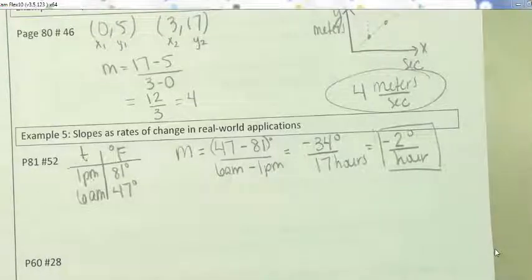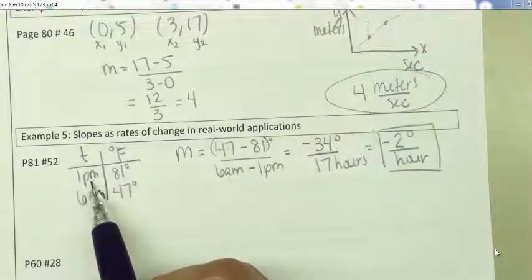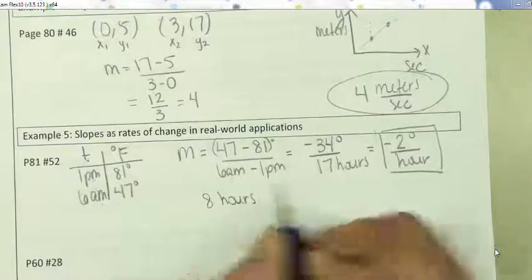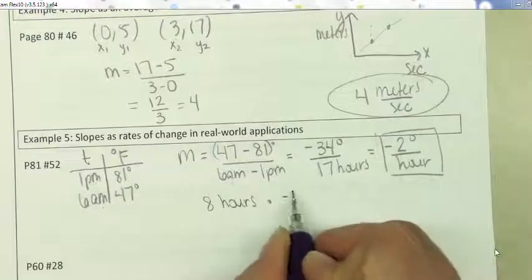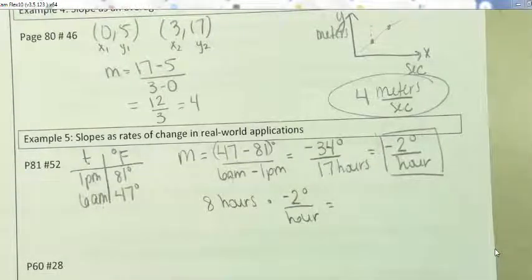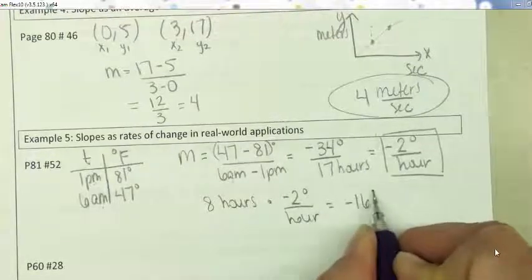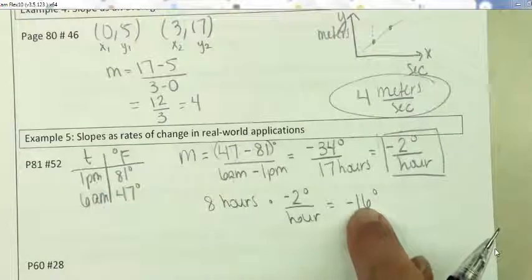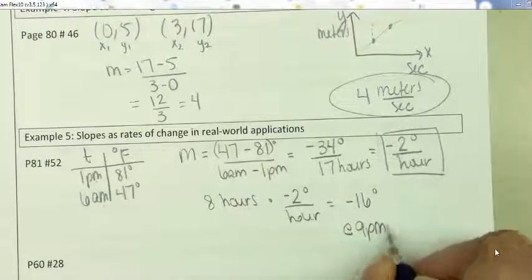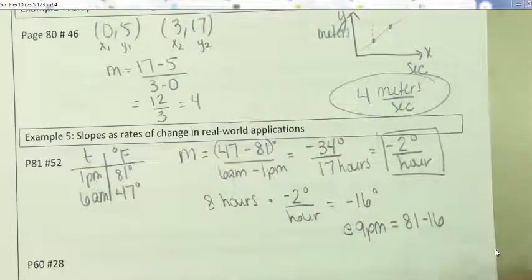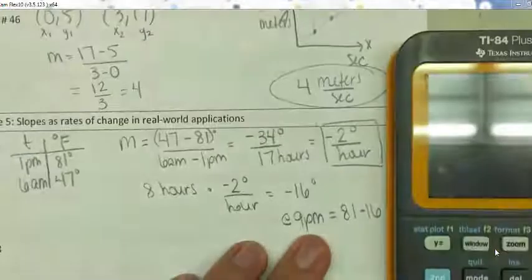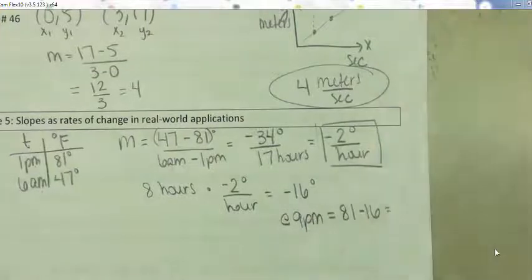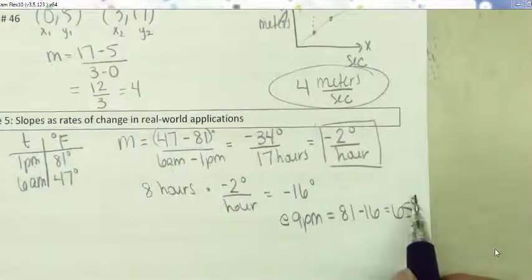Okay, so that was the first part. We found the average rate of change in temperature. Now we're going to estimate the temperature when you went to sleep at 9 p.m. Well, starting at 1 p.m., 9 p.m. is 8 hours later. So 8 hours later, at a rate of change of negative 2 degrees per hour, basically it dropped 16 degrees. So from 81, it dropped 16 degrees. So we know that at 9 p.m., the temperature was 81 less 16 degrees. What is that, 65? Let's make sure. Yeah, 65 degrees. So that's your second part of your answer.